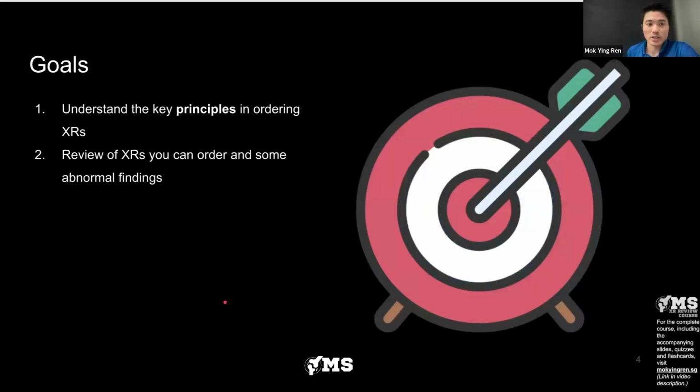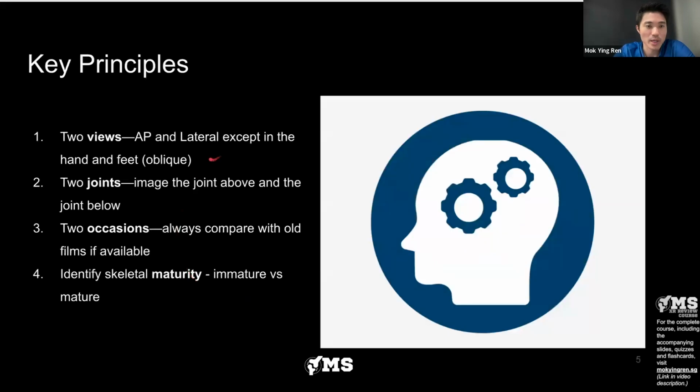Alright, so the two goals of this are to understand the key principles in ordering X-rays, as well as reviewing the X-rays that you can order, with just a brief glance at some of the abnormal findings, and to recognize that it's all about pattern recognition. Okay, so what are the key principles?